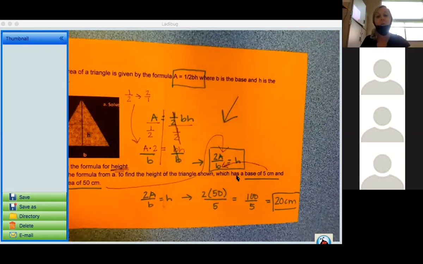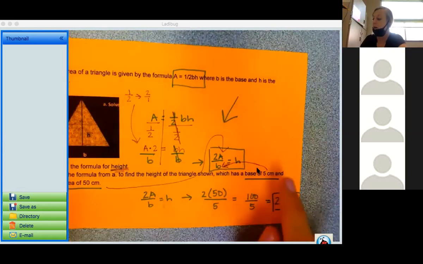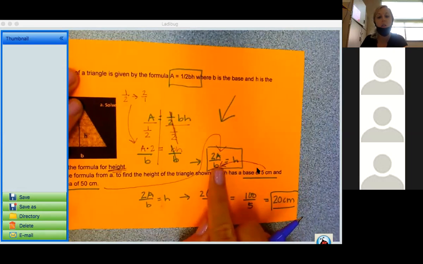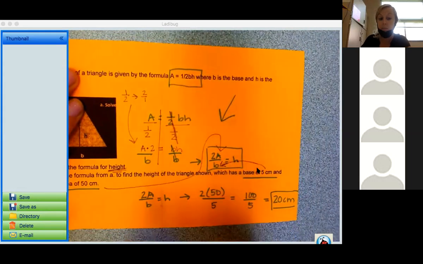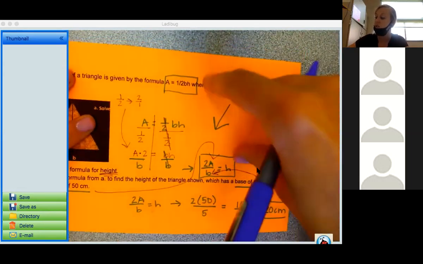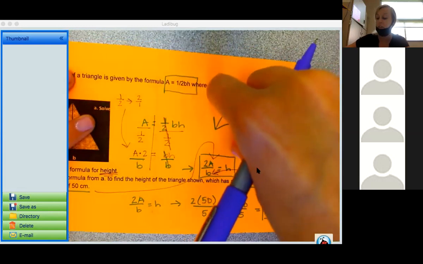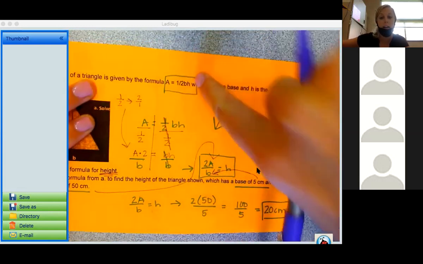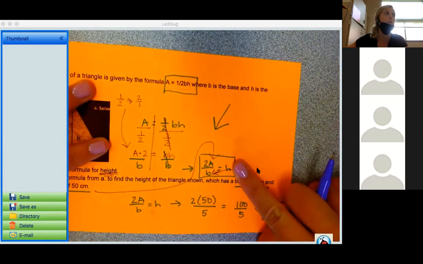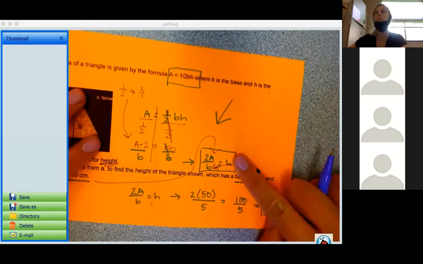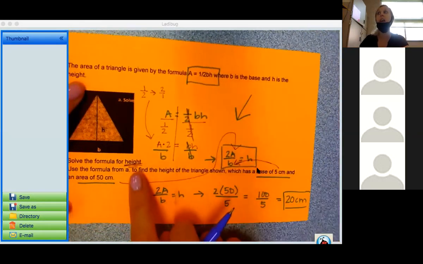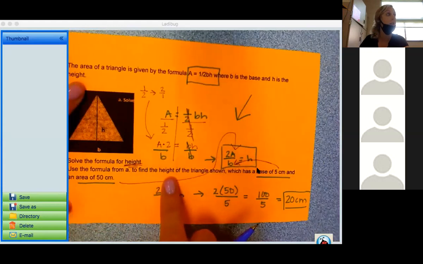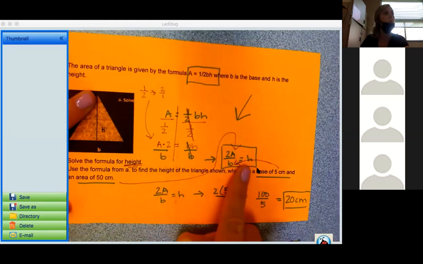Okay, so she asked, how come I plugged it into this equation instead of that one? It actually doesn't matter which one you put it into because, guys, these two things are the same. This one is just solved for A, and this one's just solved for H. So the reason I put it into the bottom one is because it said to find the height. So I knew this one was to find the height, and I knew it would be less steps.